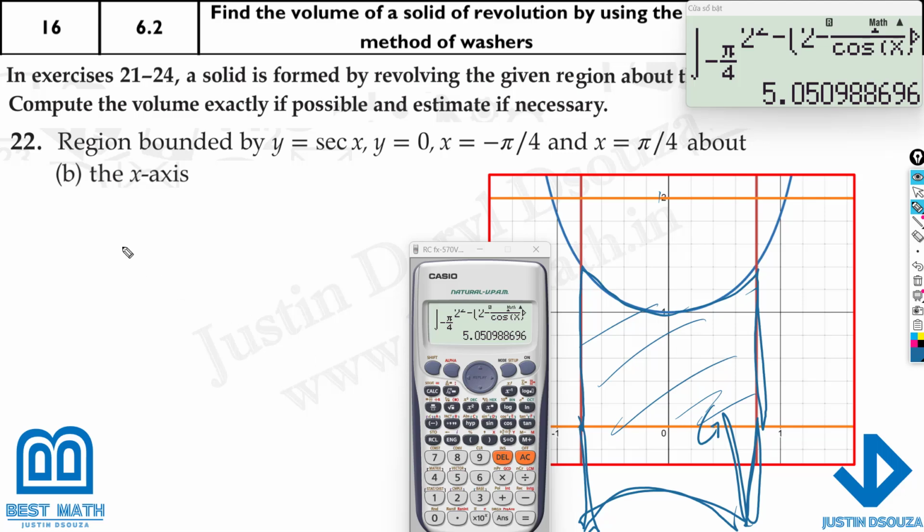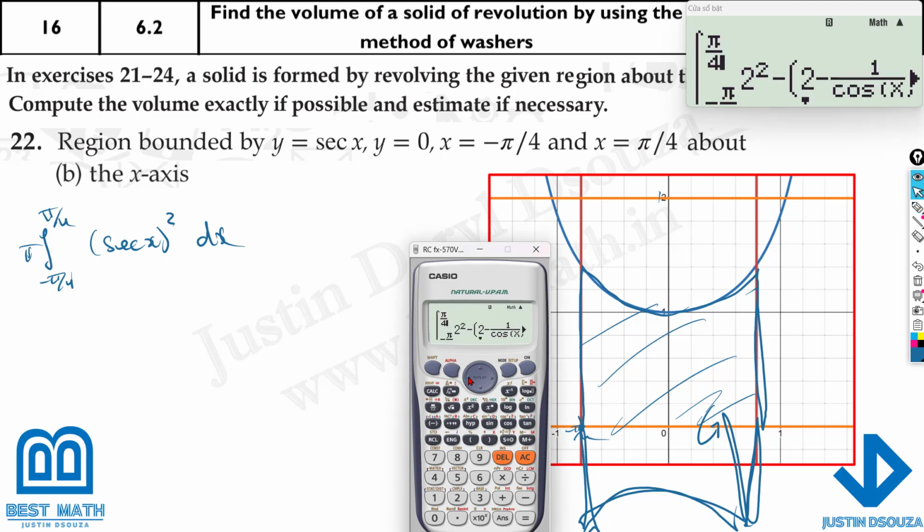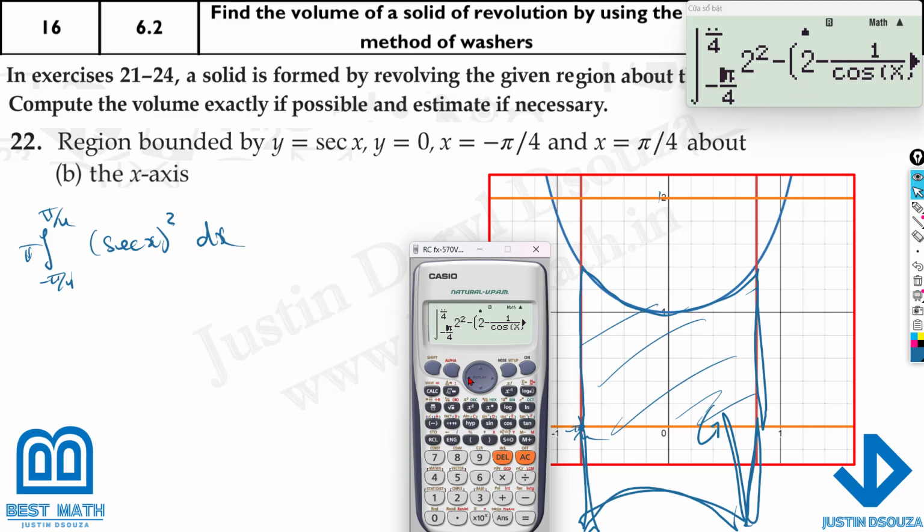So you can easily just use that secant x. That's it. Along the x-axis, this is the limit, minus pi by 4 and pi by 4. Let me show it. Pi times the integral from minus pi by 4 to pi by 4. And here, it is just secant x the whole square dx because there is nothing to remove here. That's it. Just put that in the calculator, you'll get the answer. Now it's good that we have not removed anything. If it is cleared, we have to type everything again. So I'll just remove this.